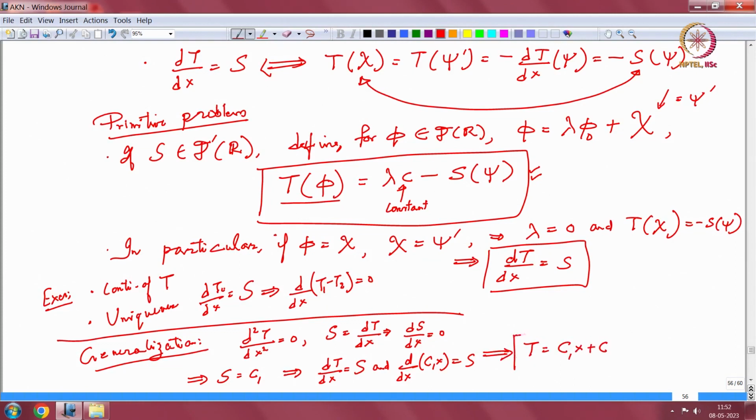So you see, the solution of d square T by dx square is nothing but this, and like that you can keep on doing, and then you can ask for the mth primitive, or primitive of order m. So whatever you want to do. I will stop here.